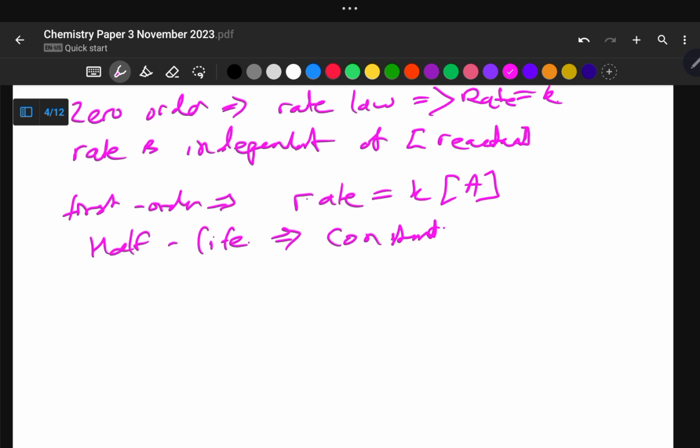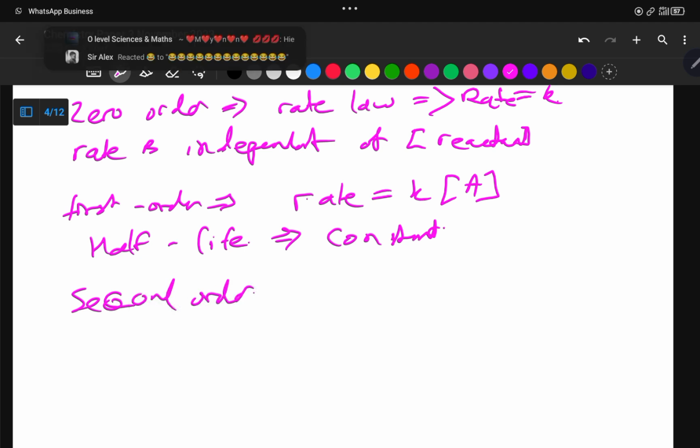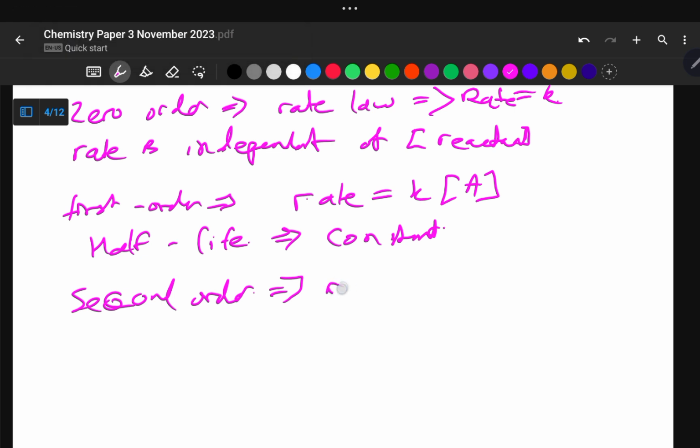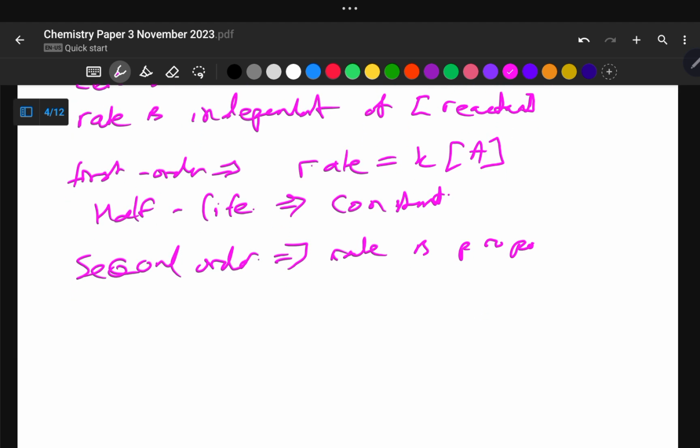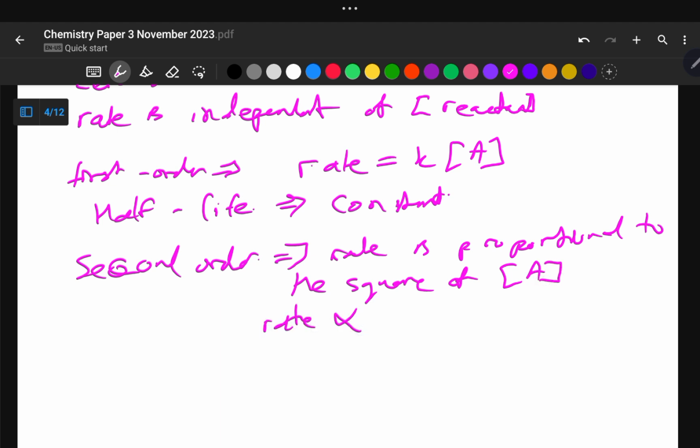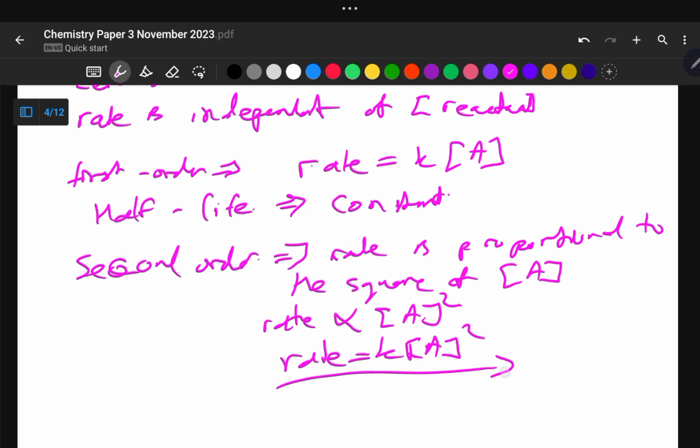And then we go on to second order reaction. So the rate of the reaction is proportional to the square of the concentration of the reactant, the square of the concentration of A. So we can say that rate is proportional to the concentration of A squared. So rate is equal to k[A] squared. So this is for second order, right?